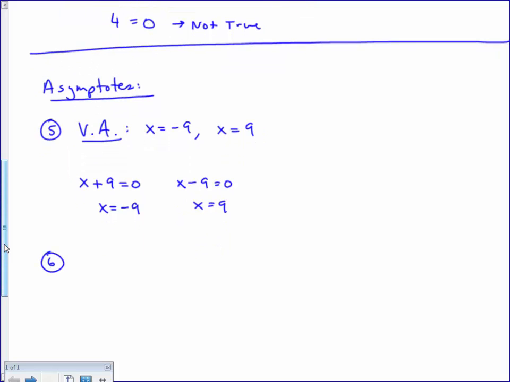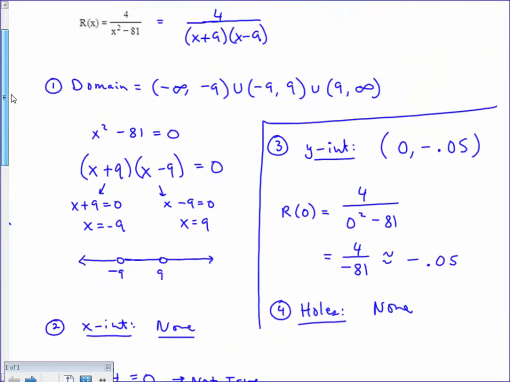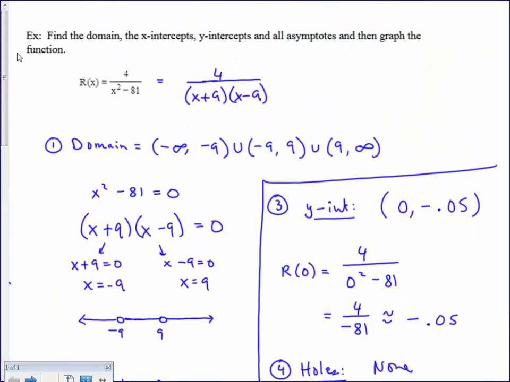As my sixth step, I'm looking at horizontal asymptotes. Horizontal asymptotes depend on the powers of my function, numerator and denominator. Notice here that the degree of the numerator is actually 0 because there are no x terms. Down here, the degree of the denominator is equal to 2. So in this case, the degree of the denominator is larger than the degree of the numerator.